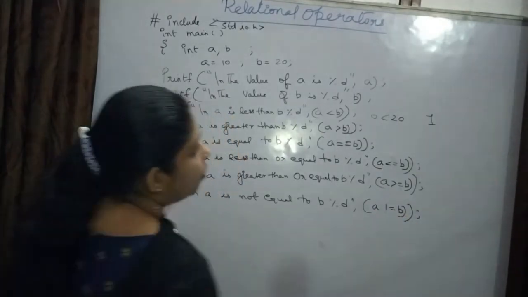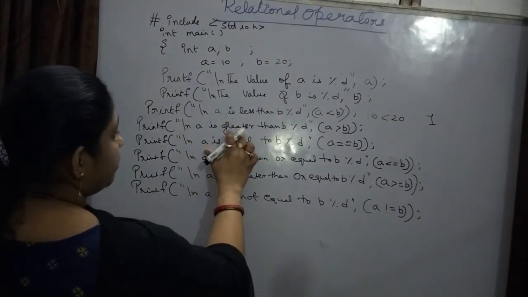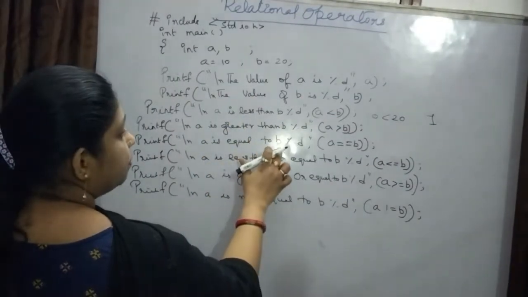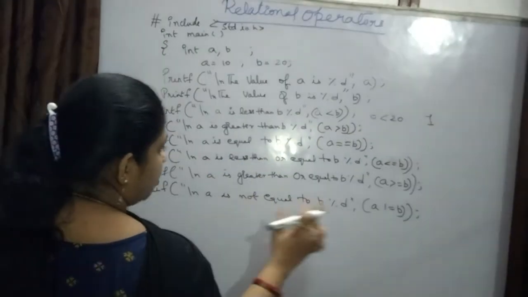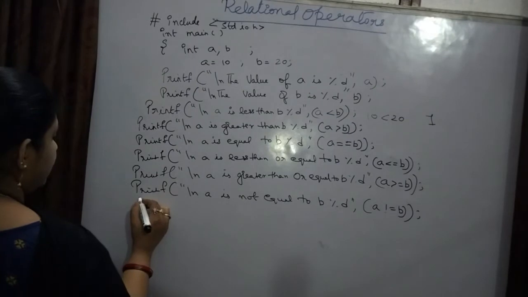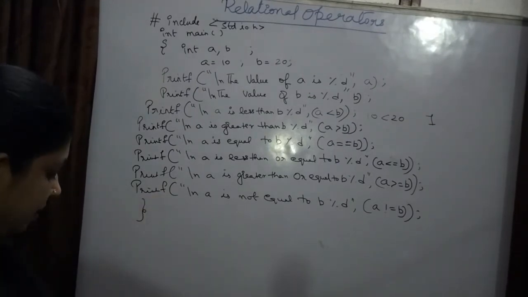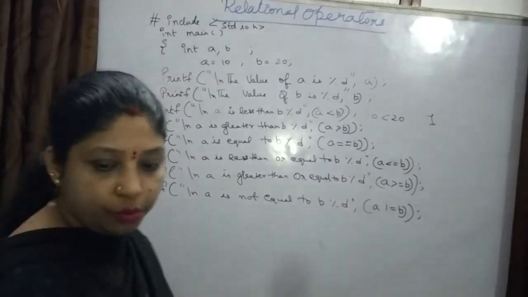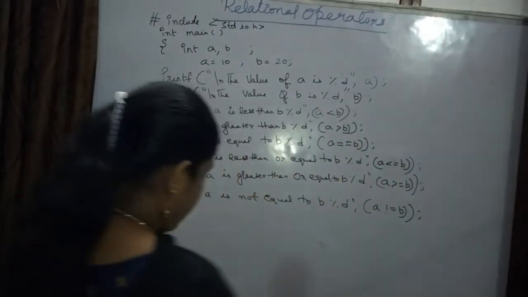Right. So how many are there? A is less than b, a is greater than b, a equal to b, a is less than or equal to b, a is greater than or equal to b, a is not equal to b. Now I am closing this one. Right, now our program is completed. Now I will tell you the outputs, what type of outputs you will get for each statement.